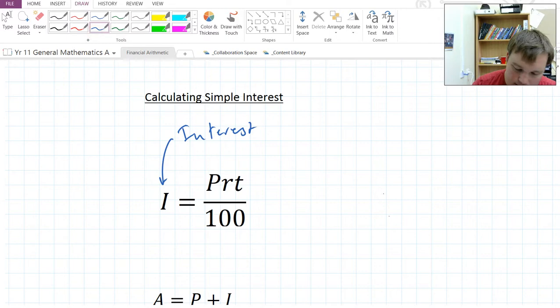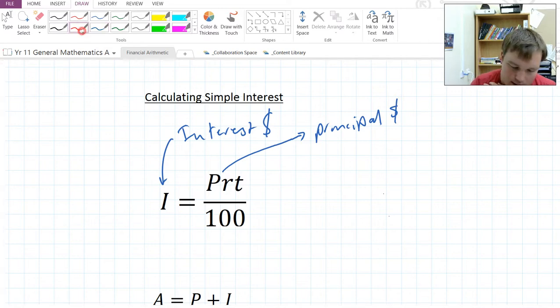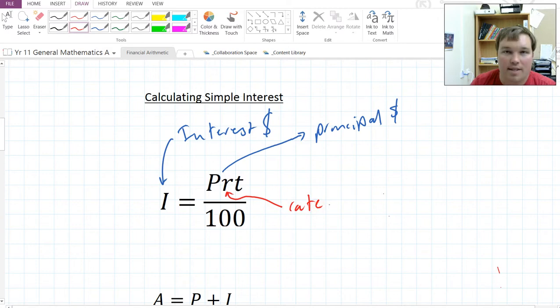Now, P, and it's dollars, clearly. P is principal. The amount of money invested at the start of the period, or deposited at the start of the period, or borrowed at the start of the period. Again, dollars. R is rate. It's interest rate, and it's as a percent.